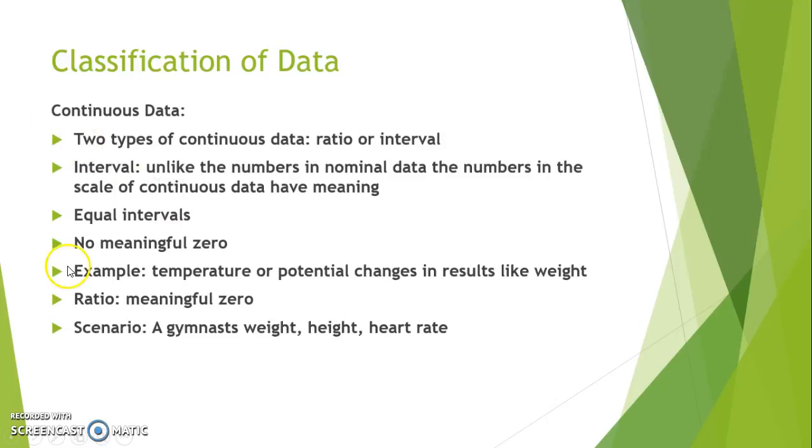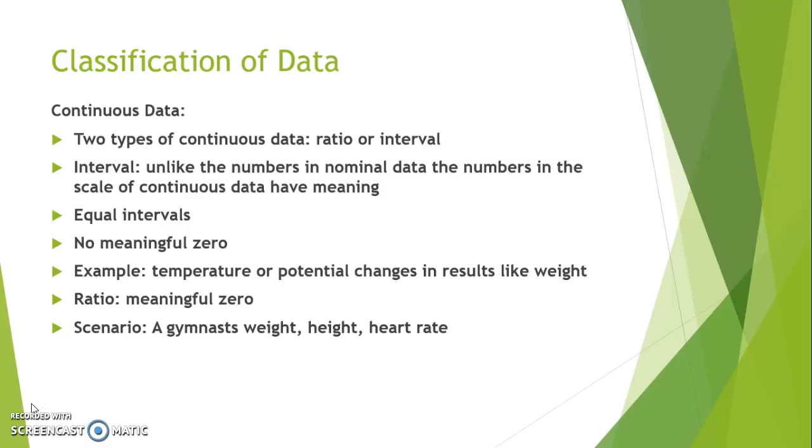Next is continuous data. There are two types of continuous data, ratio and interval. Starting with interval, unlike the nominal data, the numbers in the scale have a meaning. There'll be equal intervals and no meaningful zero. This basically means that the score can go below zero. An example would be change in weight or temperature.